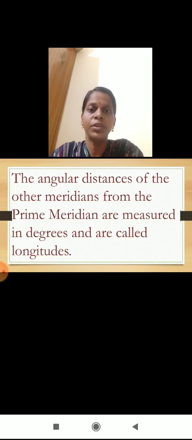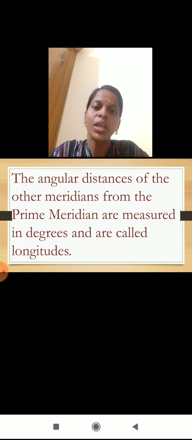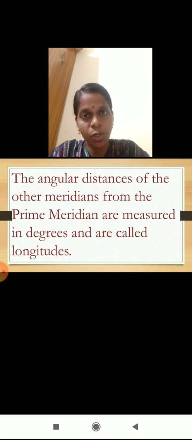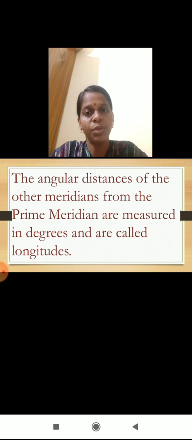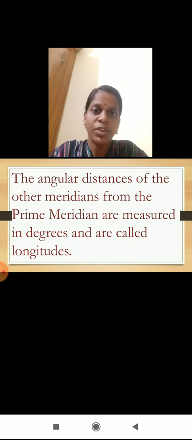Let us move further. The angular distances of the other meridians from the prime meridian are measured in degrees and are called longitudes. The prime meridian is the one in the middle, from the previous picture I showed you. It divides the eastern hemisphere and the western hemisphere. Yes, that we are going to study in this topic.